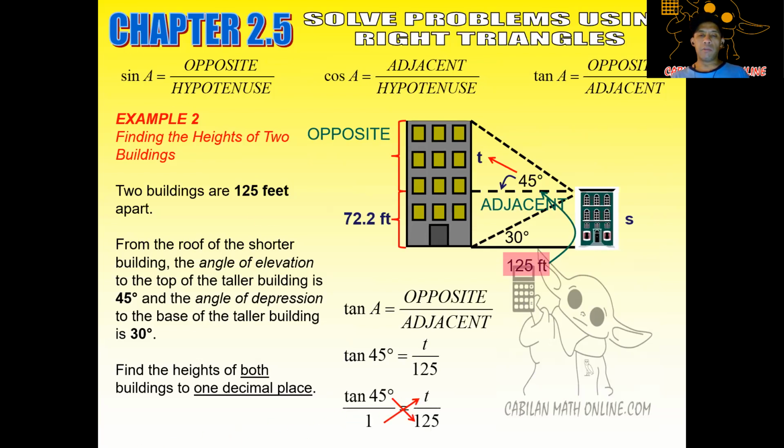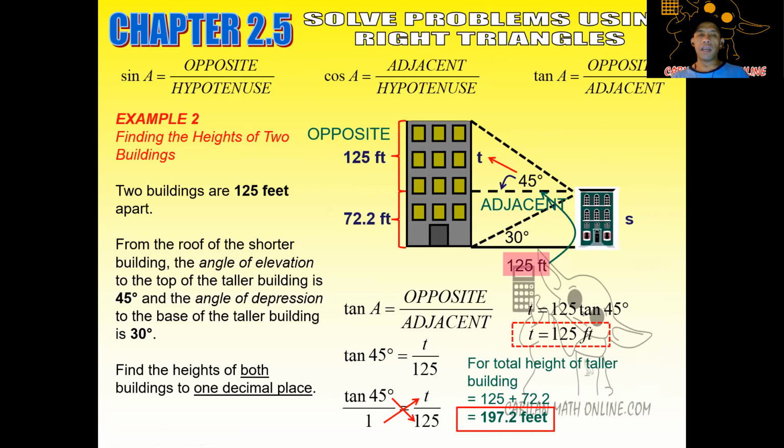And when we get that, we have T equals 125 tan of 45, which gives you 125 feet. Okay, so for the grand finale over here, we now have the bottom portion and the top portion. We just need to add those two, and that will give us a total of the height of the taller building. Okay, so the taller building will have a total height here of 197.2 feet.